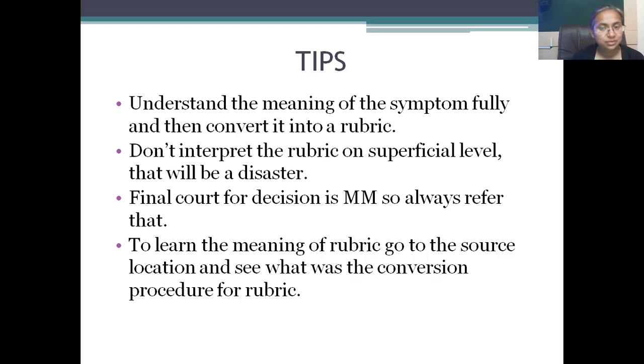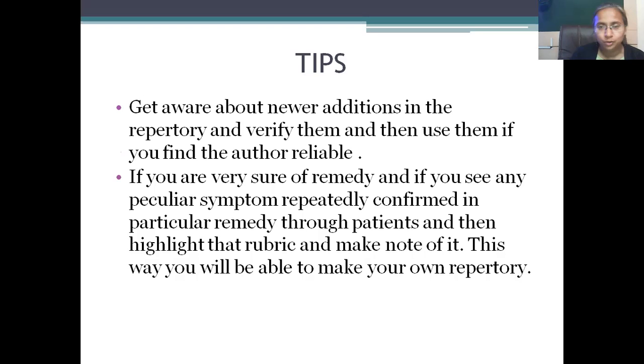The final court of decision is Materia Medica, so always refer to that. Always refer to the Materia Medica to differentiate, to finally select your similimum. To learn the meaning of the rubric, go to the source location and see what the conversion procedure was for the rubric. Sometimes in the rubric it feels like it has some other meaning, and when you go to the original symptom you feel, oh my god, this is something really different. So if you want to learn it in a deeper way, go to the source location and see what meaning the author had. Get aware of newer additions in the repertory and verify them, and then use them, only if you find the author reliable.